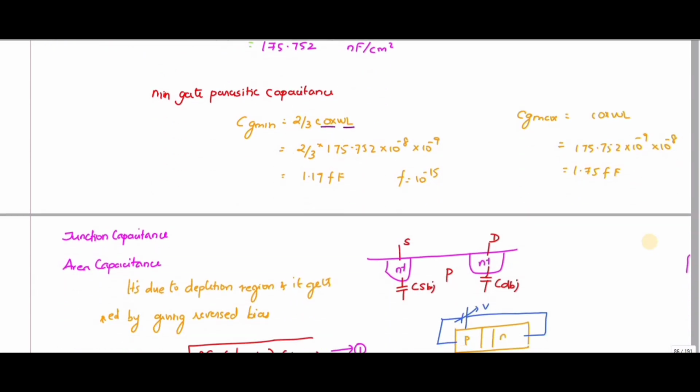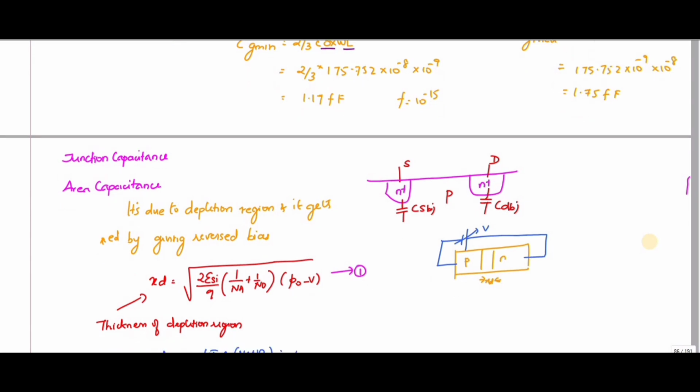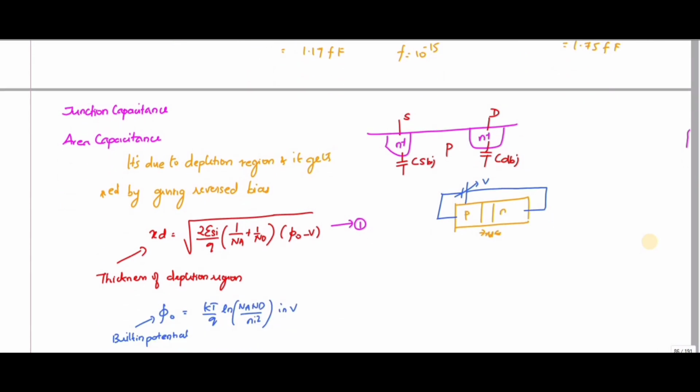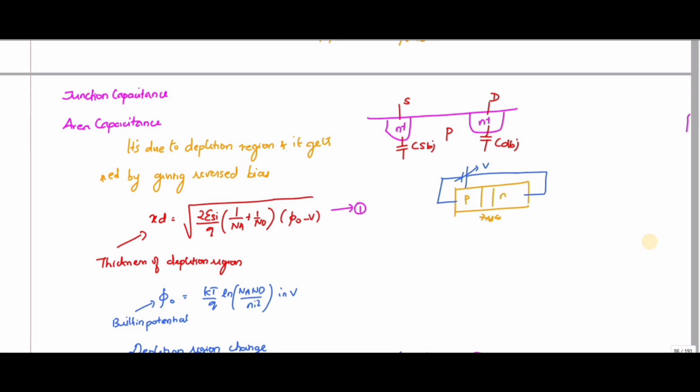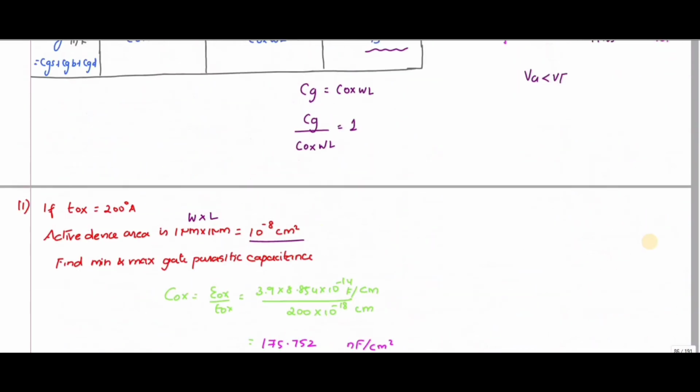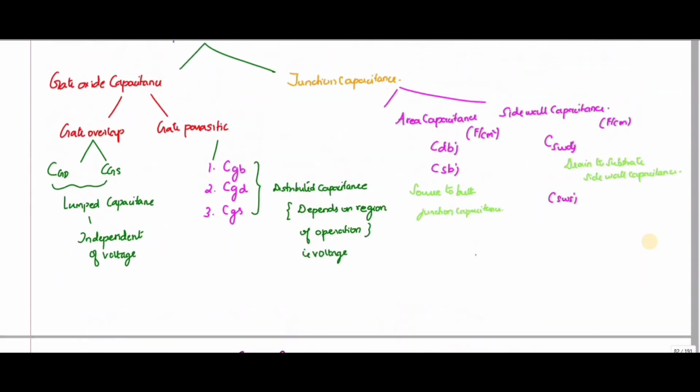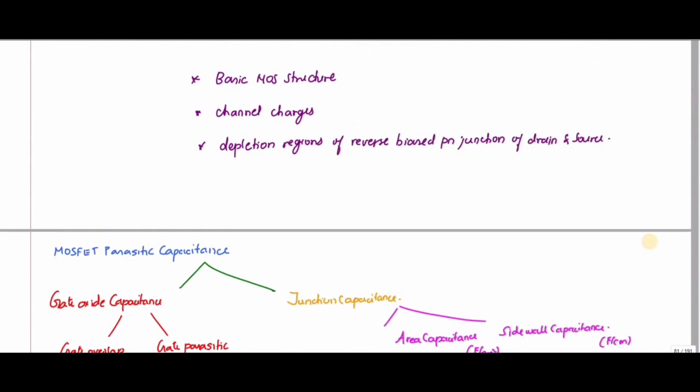Next let me go to the junction capacitance, that is classified into area capacitance. It is due to the depletion region. One is due to the MOS structure, which is nothing but gate overlap, and channel charges represent gate parasitic. The depletion region comes under junction capacitance.